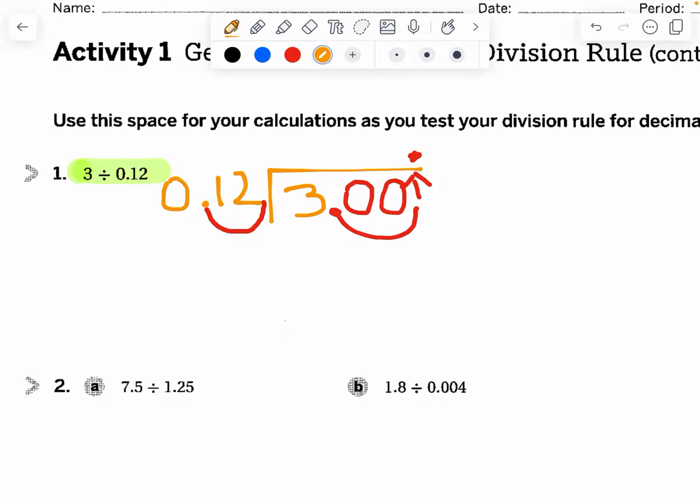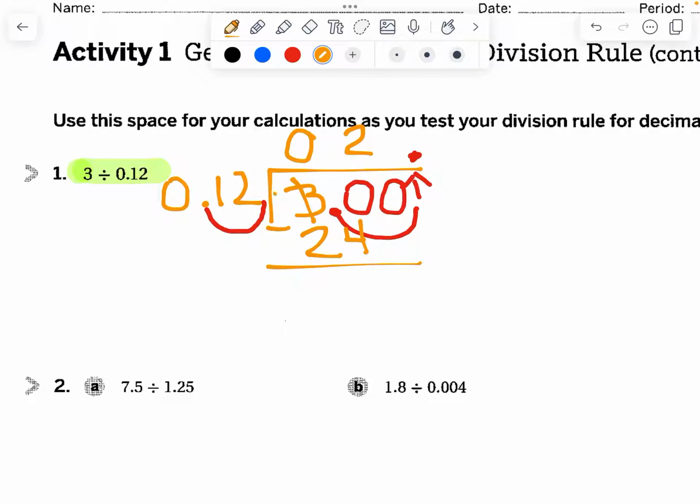I'm looking at 12 and 3. I know that 12 is bigger than 3, so 12 cannot go into 3. Now I'm looking at 12 and 30. I know 12 times 2 is 24, and 12 times 3 is 36, which would be too much. So I'm going to try a 2, and then subtract 30 minus 24.